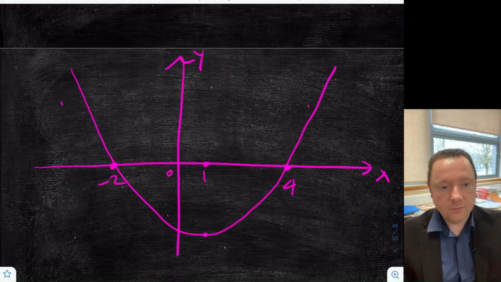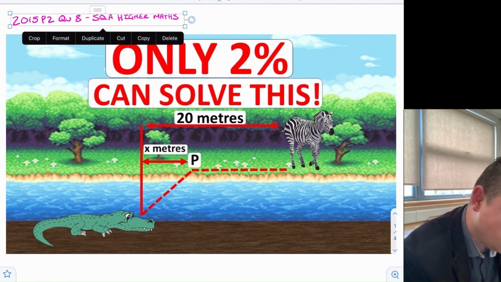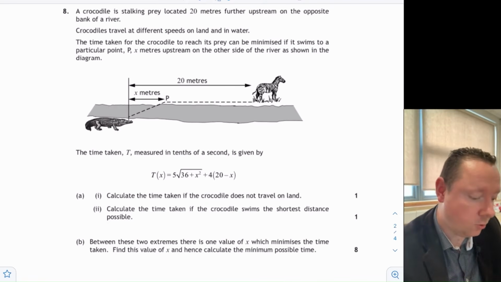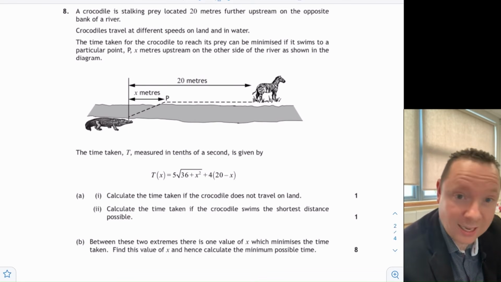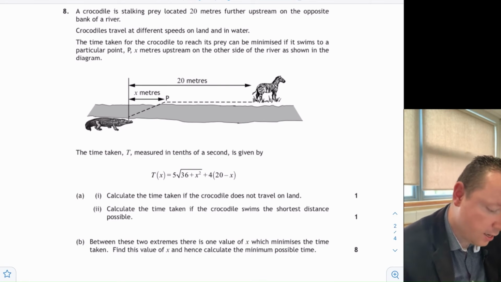And we're done there. Paper 2015, paper 2, question 8 of SQA Higher Maths. This is a crocodile stock in play located 20 metres further upstream on the opposite side of a bank. Crocodiles travel at different speeds on land and water. The time taken for a crocodile to reach this place is minimised if it swims to a particular point p metres upstream on the other side of the river as shown. And then it gives you a formula for the time taken in tenths of a second given by this. Remember, x is this horizontal distance here.